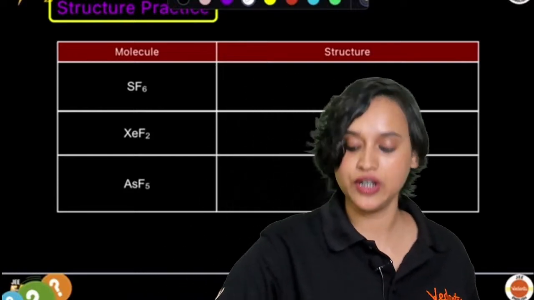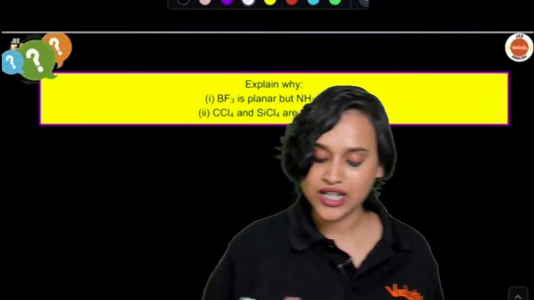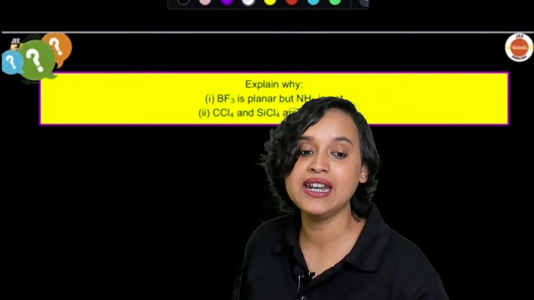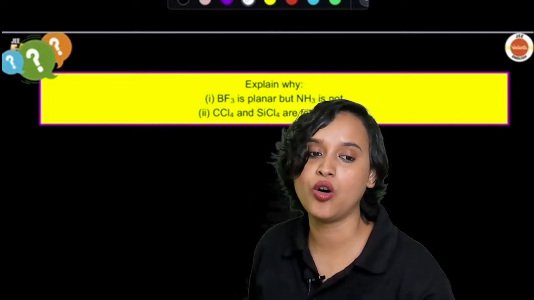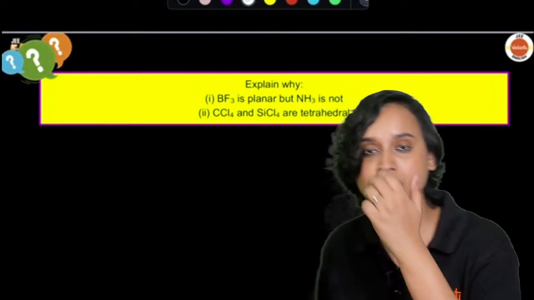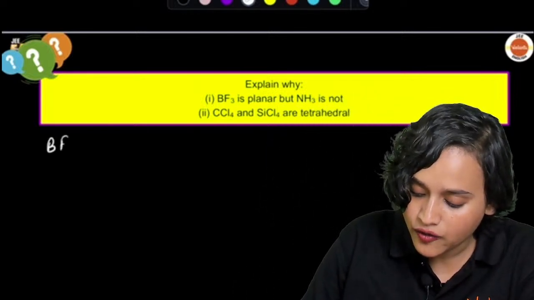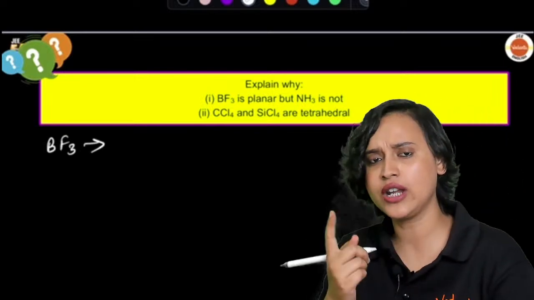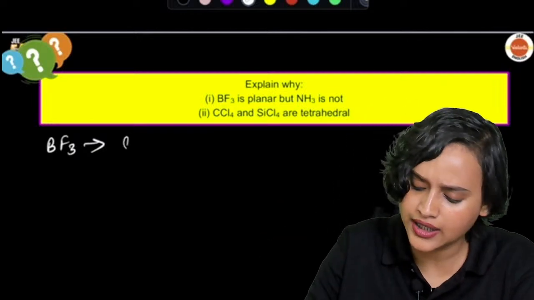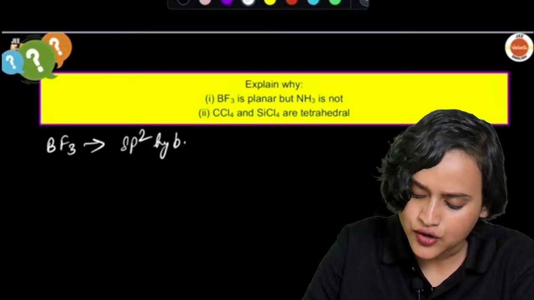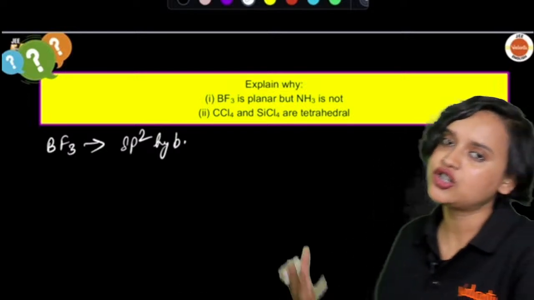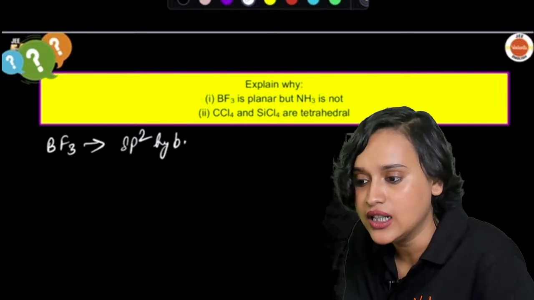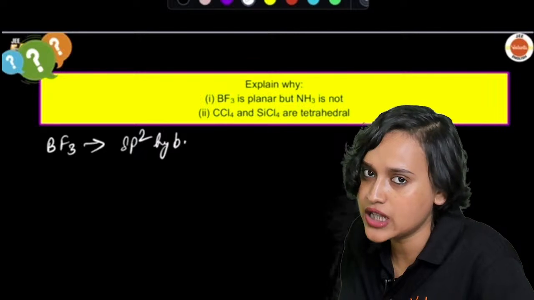Chalo guys, moving on. Let's solve another question here. The question is, explain why BF3 is planar but NH3 is not. I mean, come on, do we still have to do it? In case of BF3, B is sp2 hybridized, isn't it? Three surrounding atoms, no lone pair. In case of sp2 hybridization, the geometry will obviously be trigonal planar, right?